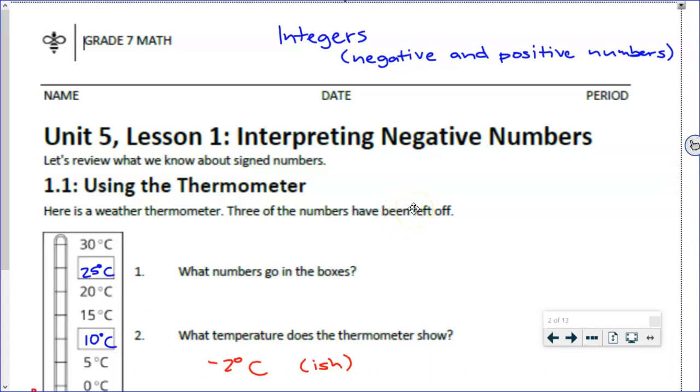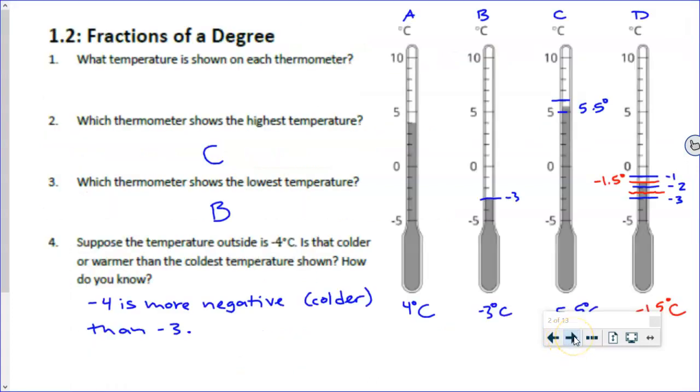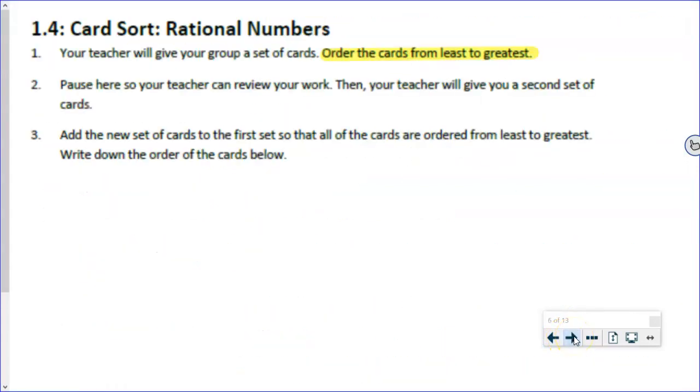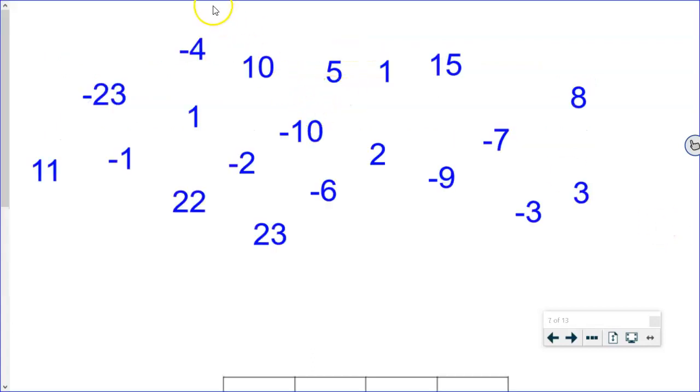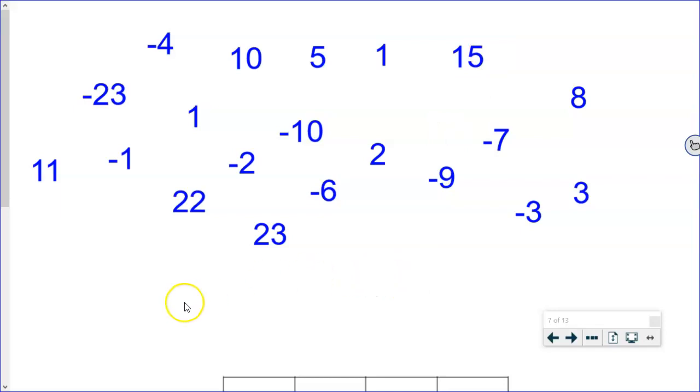Okay, this is part two of Unit 5, Lesson 1, Interpreting Negative Numbers. Where we left off last time is we were about to do a card sort, and so we are ordering the cards from least to greatest. And the cards that we are talking about are all of these numbers here. So that's the first thing that we're going to do: sort these numbers in order from least to greatest. Go ahead and pause the recording as you write these numbers down, sorting them from least to greatest.